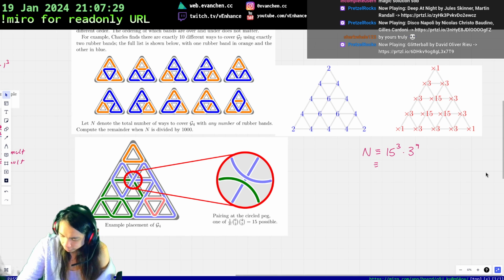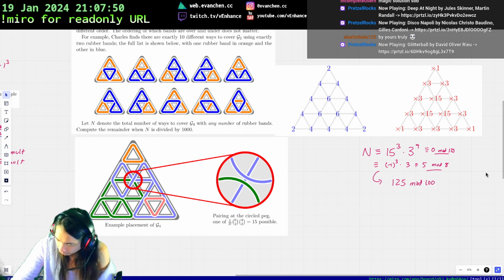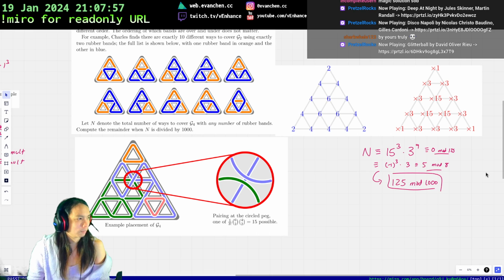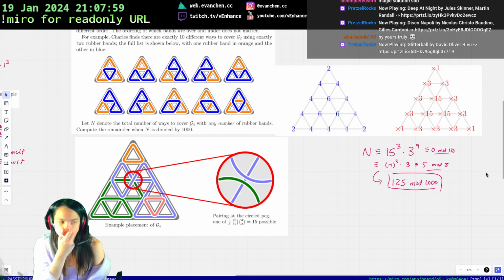which you can see already is a multiple of 125, and if you work out mod 8, this is minus 1 cubed times, well, just 3. So this is like 5 mod 8, I guess. And also 0 mod 125. So you put these two together, and the answer is 125 mod 1000. That's it. That's actually the whole solution.